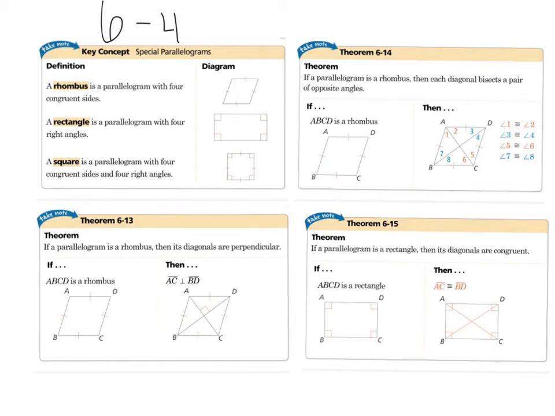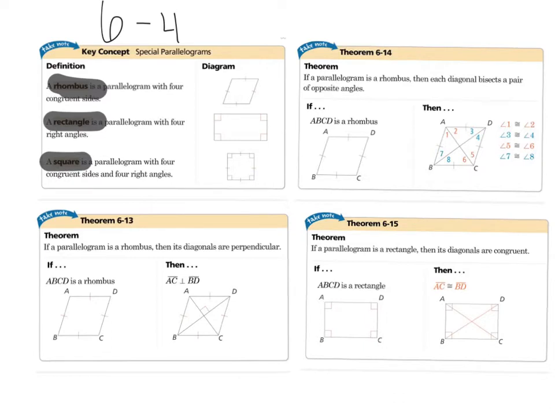Hello, this is your 6-4 Properties of Rhombuses, Rectangles, and Squares video. Listed are 3 of your theorems and then your definition of a rhombus, a rectangle, and a square. So you need to make sure that you know the difference between a rhombus, a rectangle, and a square.